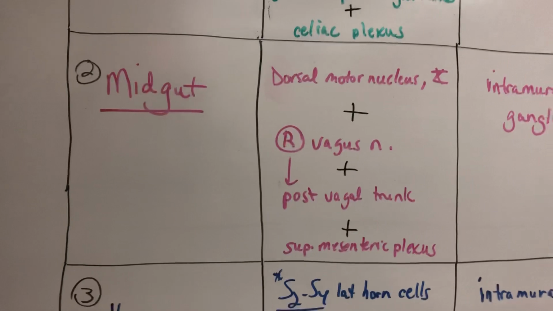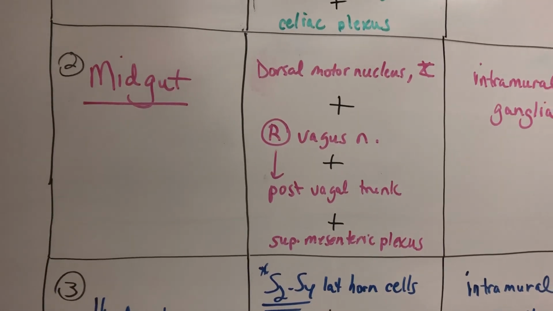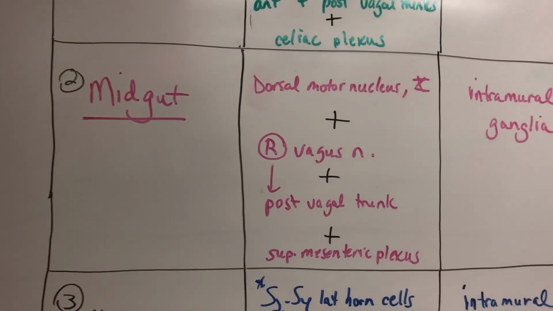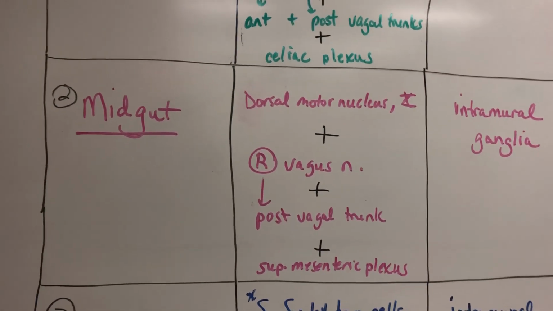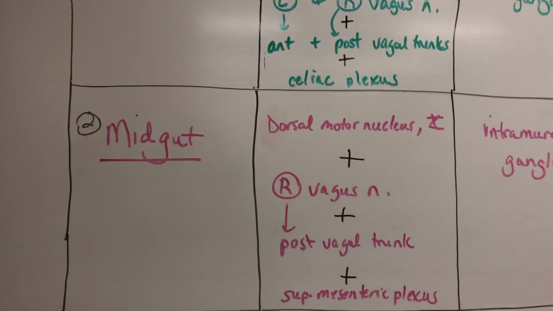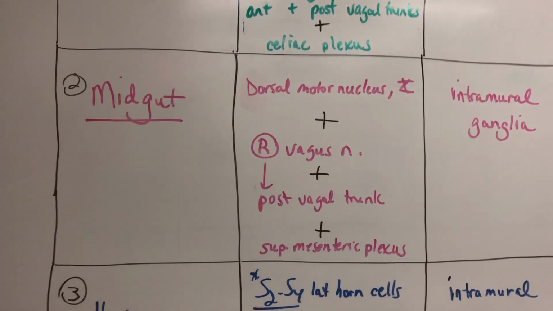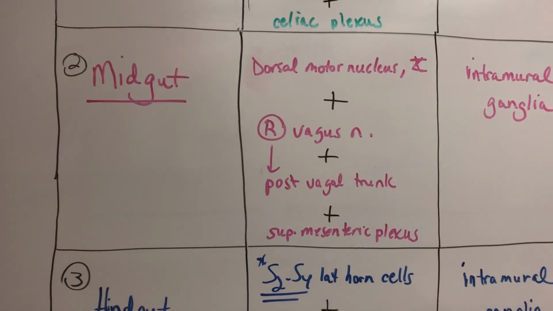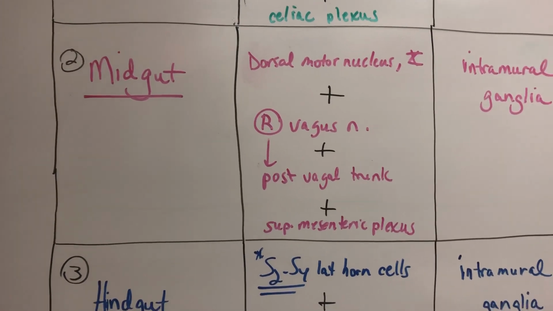Now let's go over to midgut. Midgut, these structures are a little bit different. These structures are going to include things like the duodenum, most of the small intestine, right? The ascending colon, the cecum. So let's talk about their innervation first. The preganglionic parasympathetic pathway is the dorsal motor nucleus of 10, but now it's only the right vagus nerve, which will give rise to the posterior vagal trunk.